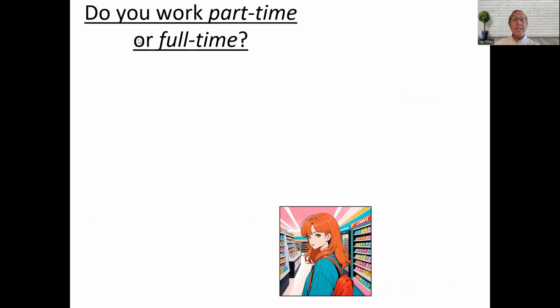Now let's go to our next question. Do you work part-time or full-time? Part-time means you only work a few hours a week. If you work full-time, that means you work a lot. You usually work 40 hours a week.